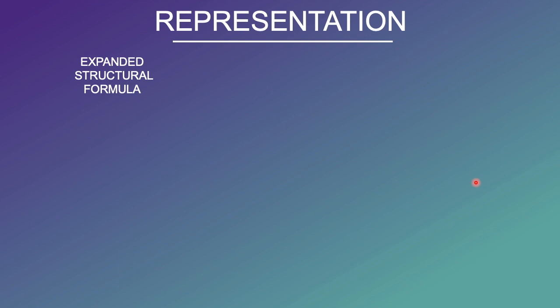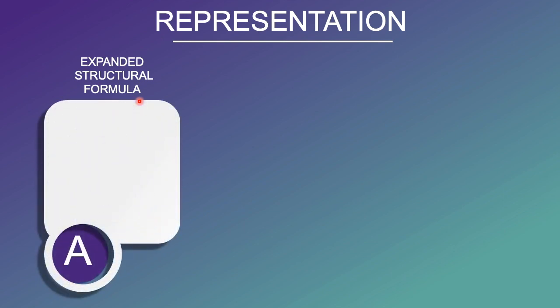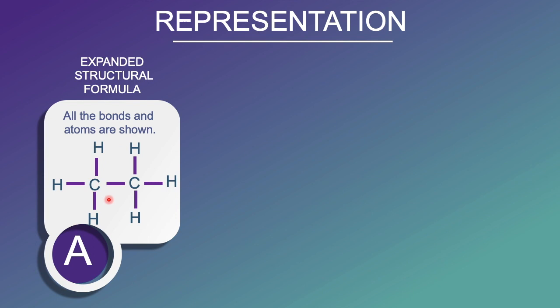So before we go and talk about naming these compounds, let us look at how we go about representing these compounds. So first way of representing is by the expanded structural formula. In this kind of formula, all the bonds and atoms are shown. These are also referred to as Lewis structures. So this is an expanded formula for ethane. So you have 2 carbon atoms bonded by single covalent bond, and then 6 hydrogen atoms again bonded single covalently to the carbon atoms in question.